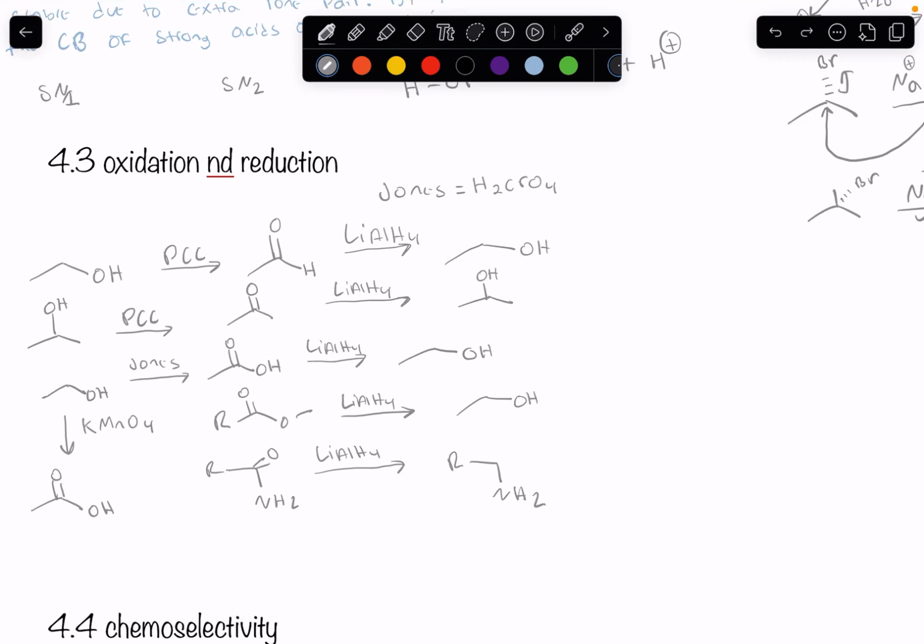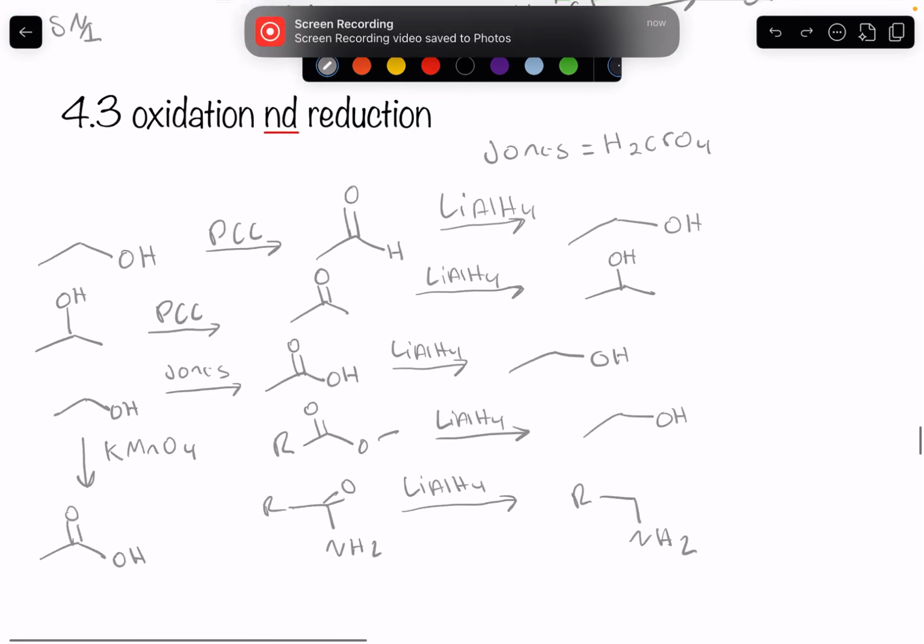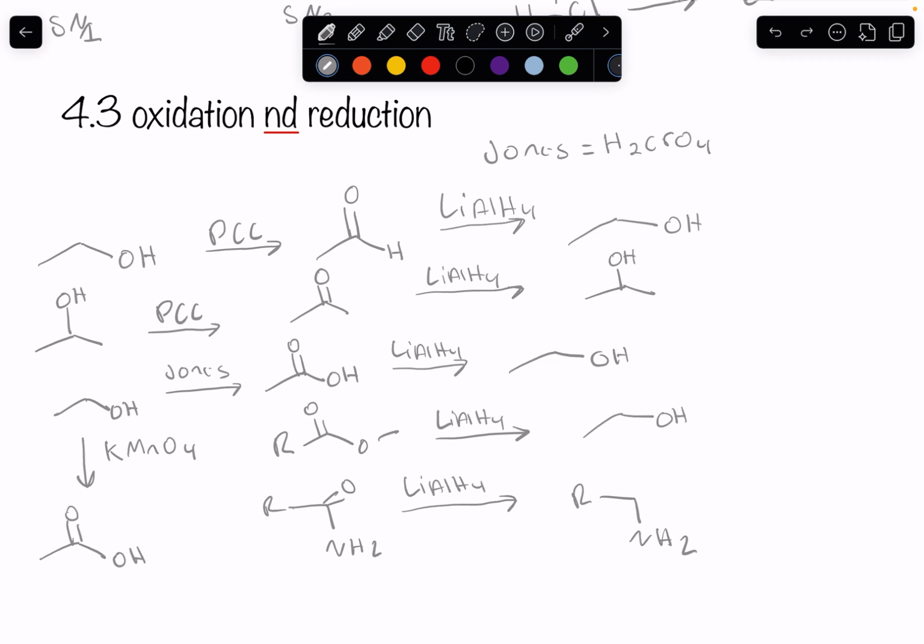So for chapter 4.3, this is more of a memorization chapter, so this video is going to be very short. Oxidation and reduction, okay? So you need to know that there's weak oxidizing agents and then there's strong oxidizing agents, okay? So something like PCC is weak, and then something like Jones or KMnO4 is strong.